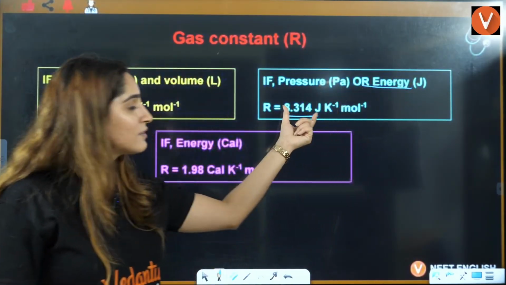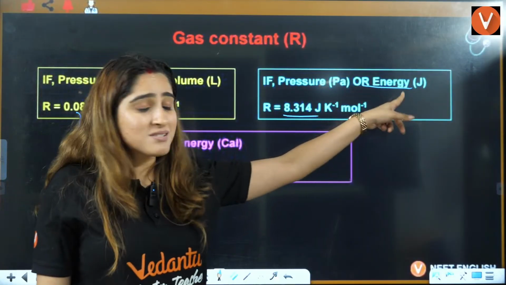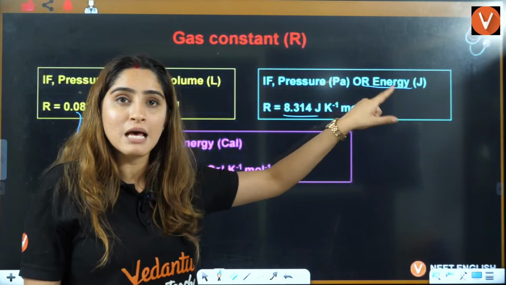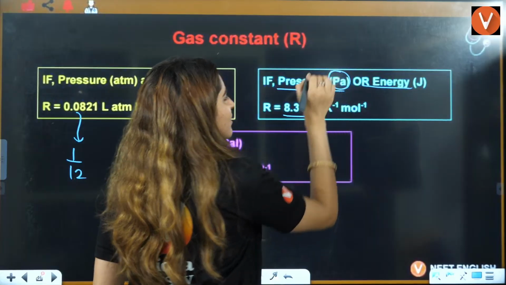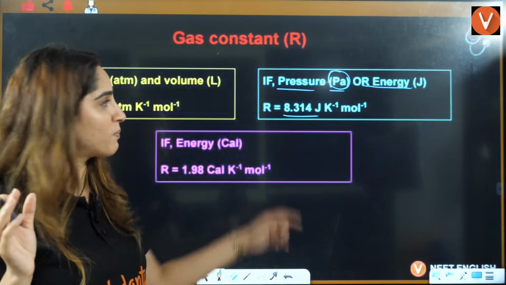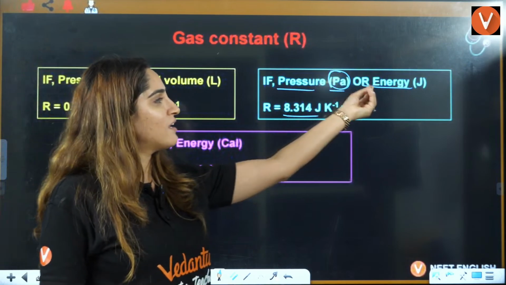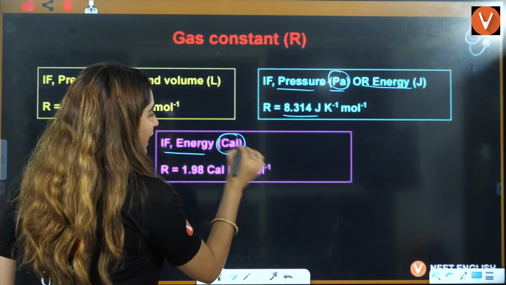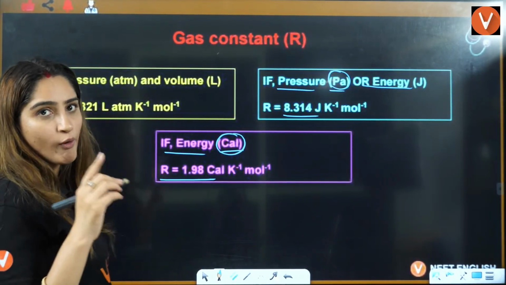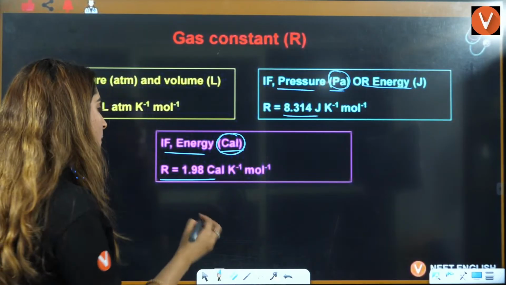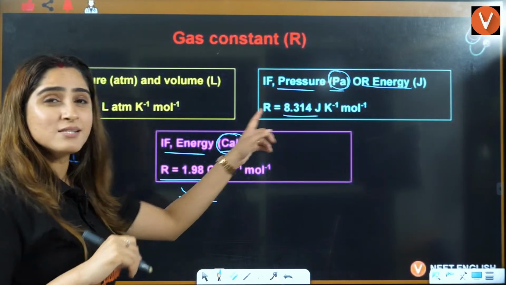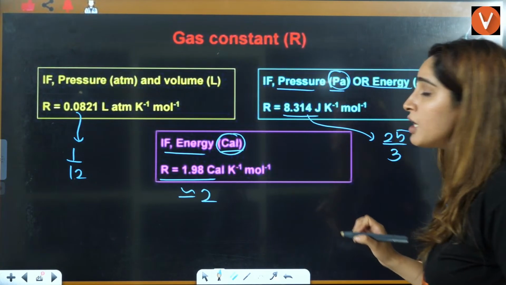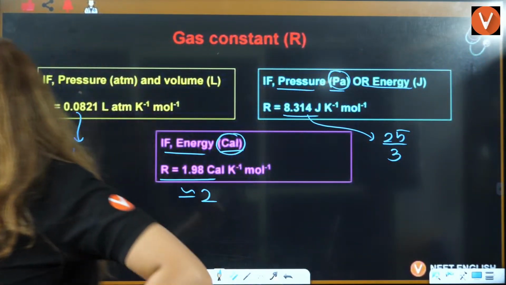If energy is in joules, then this also will be in joules. If this is in kilojoules, you have to convert this into joules. If this is in electron volts, you have to convert it into joules. Or if pressure is in Pascal, very rarely you will see pressure where you are applying this. In your syllabus, mostly it is energy in joules where you are applying this value. If energy is given in calories, then you have to apply 1.98 as the value of the gas constant, that is approximately taken as 2. And 8.314 is also taken as 25 by 3 in fraction, so that your calculations are made easy.